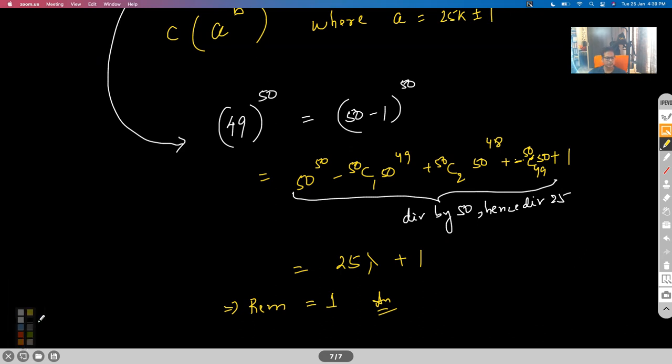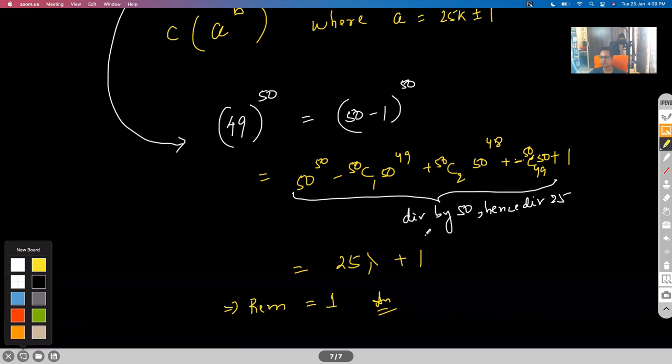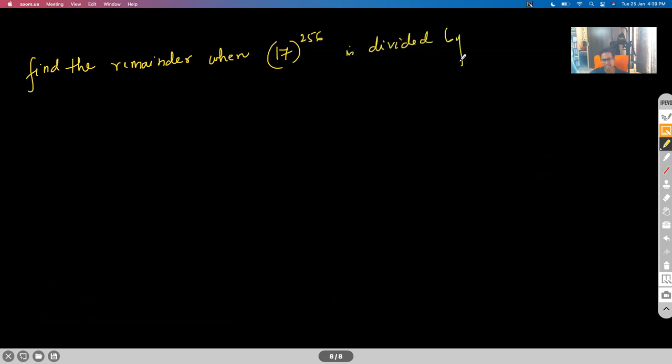Okay. All right. So let's take this question. I mean, a rhyming question with this. The question is, find the remainder when 17 to the power of 256 is divided by 10.